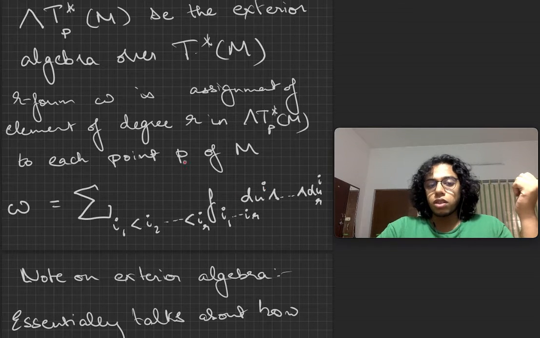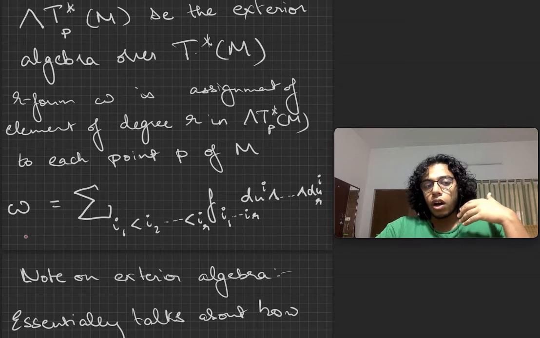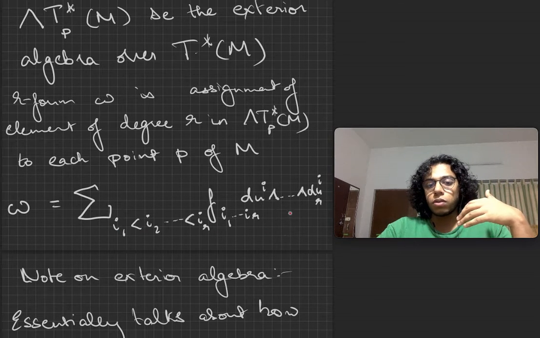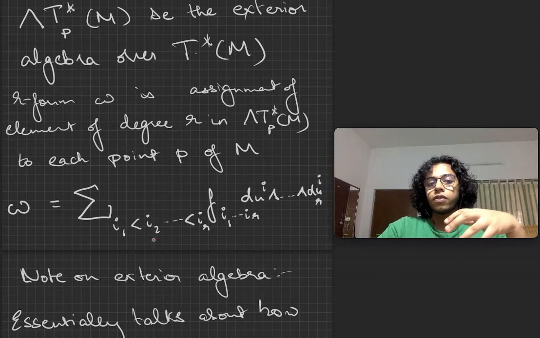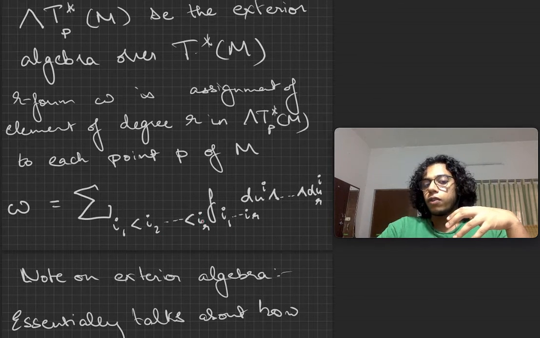But this is essentially what it means to have an R form, right? An R form is nothing but a wedge of several one forms, or several two forms, or whatever you have. So this is what it is: you have the wedge of one forms, and then the wedge of two forms, and so on, up to the wedge of R forms, right? That is what gives you the summation.